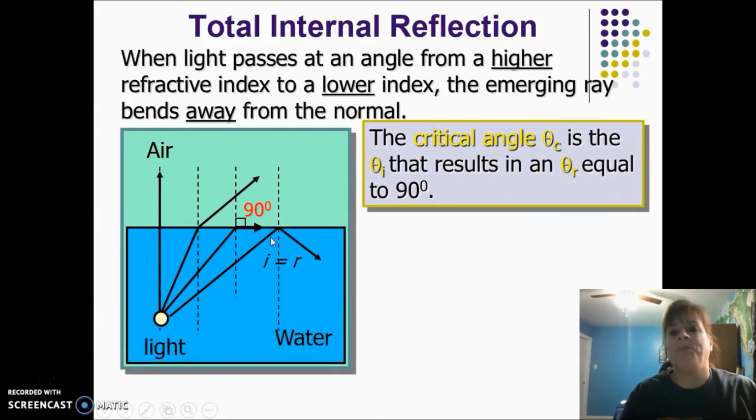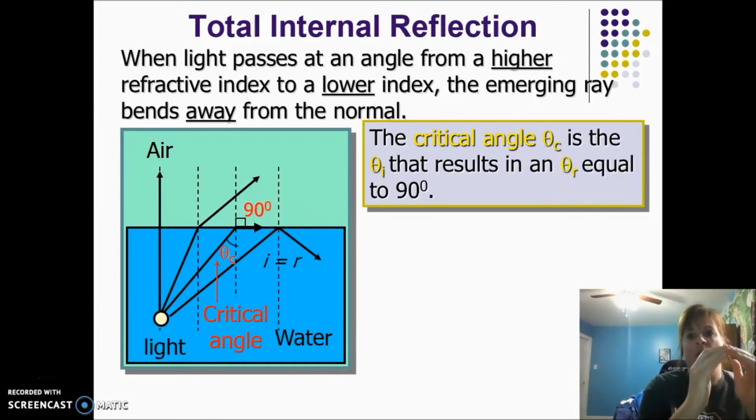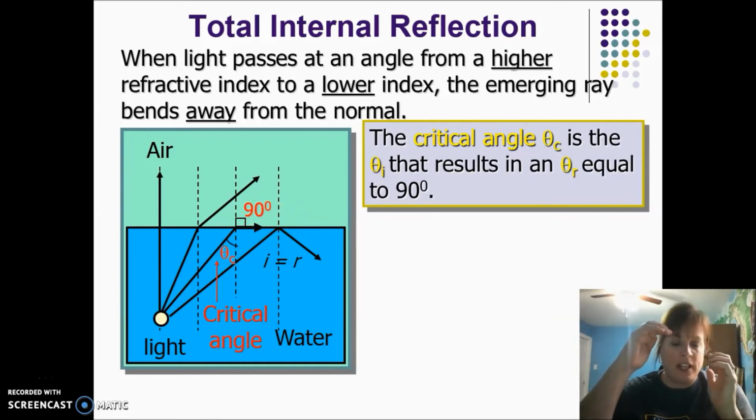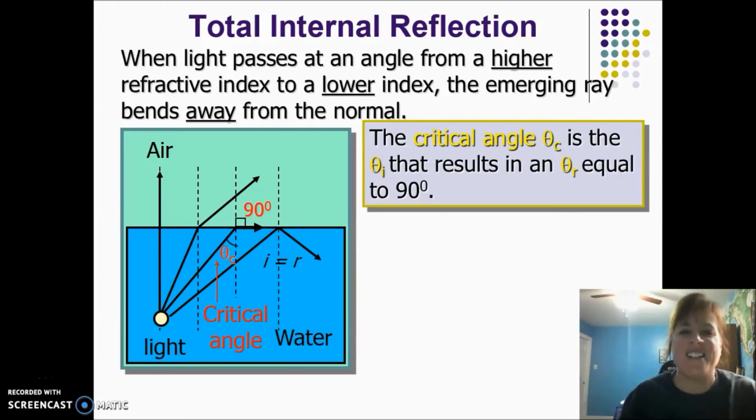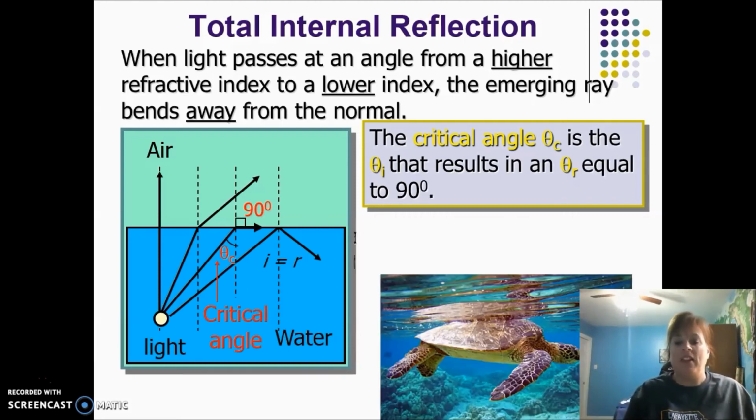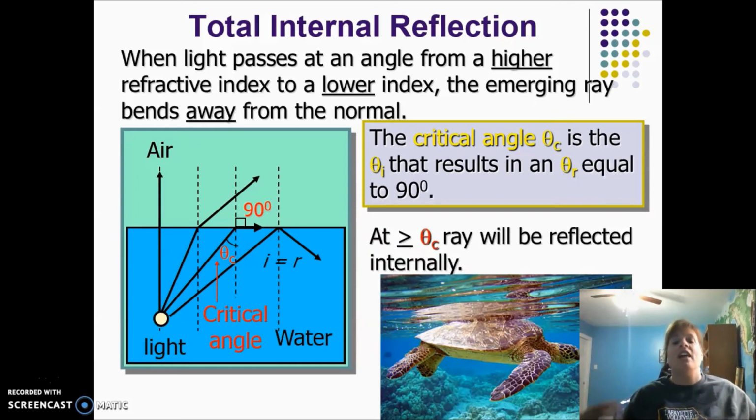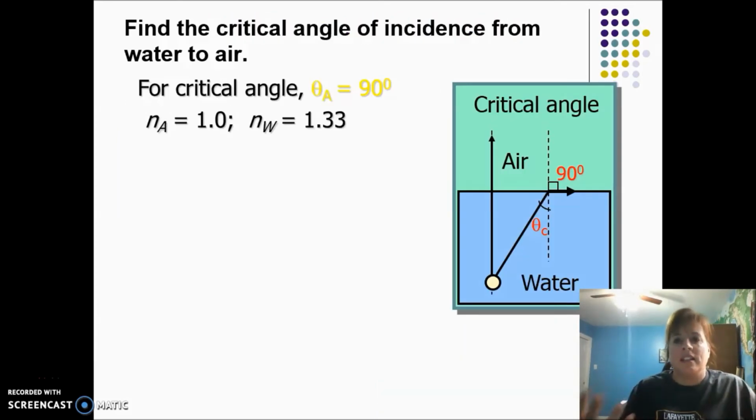It's so cool. Now, the incident angle at which the refracted ray, not the reflected ray, is 90 degrees, that's called the critical angle. And everything greater than that critical angle will be reflected totally internally, like the turtle. You can see the turtle and the reflection of the turtle in the water once you've reached greater than the critical angle. So let's think about this.